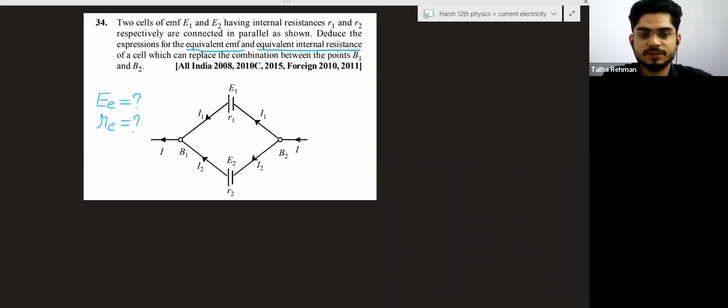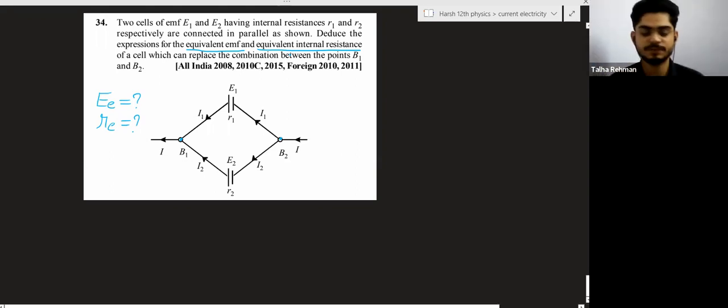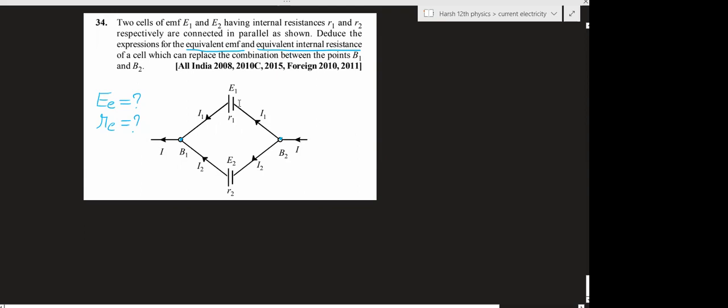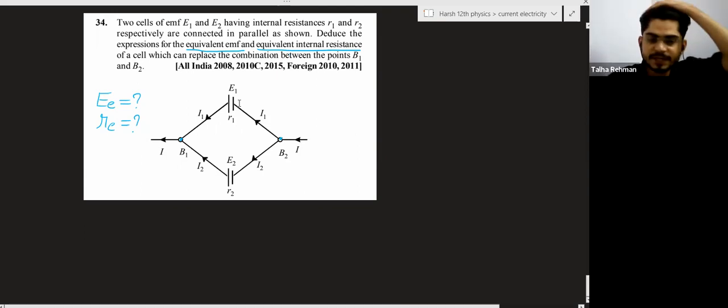Just see this. The equivalent internal resistance of a cell which can replace the combination between the points V1 and V2. Between the points V1 and V2, we have to find the equivalent EMF and the equivalent internal resistance. Both the cells are different. These cells are not identical.